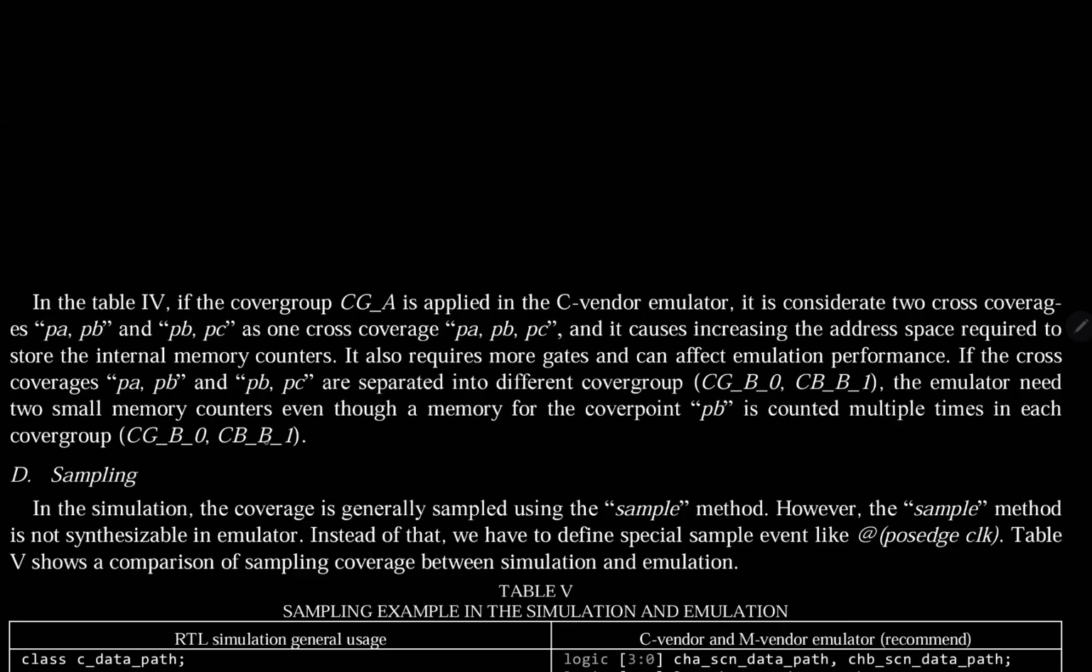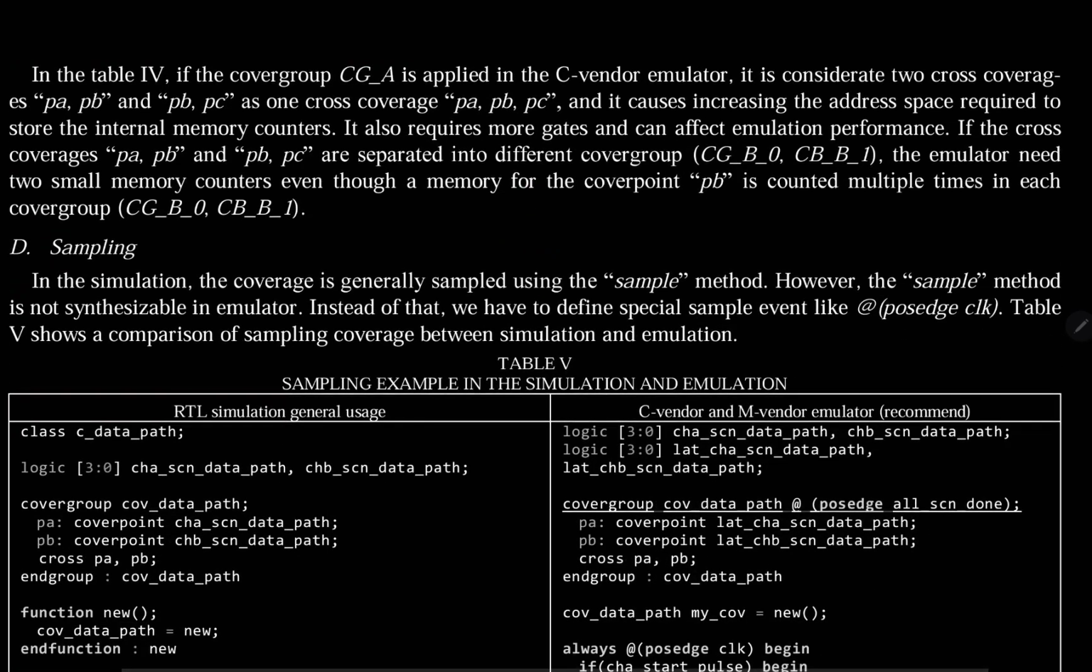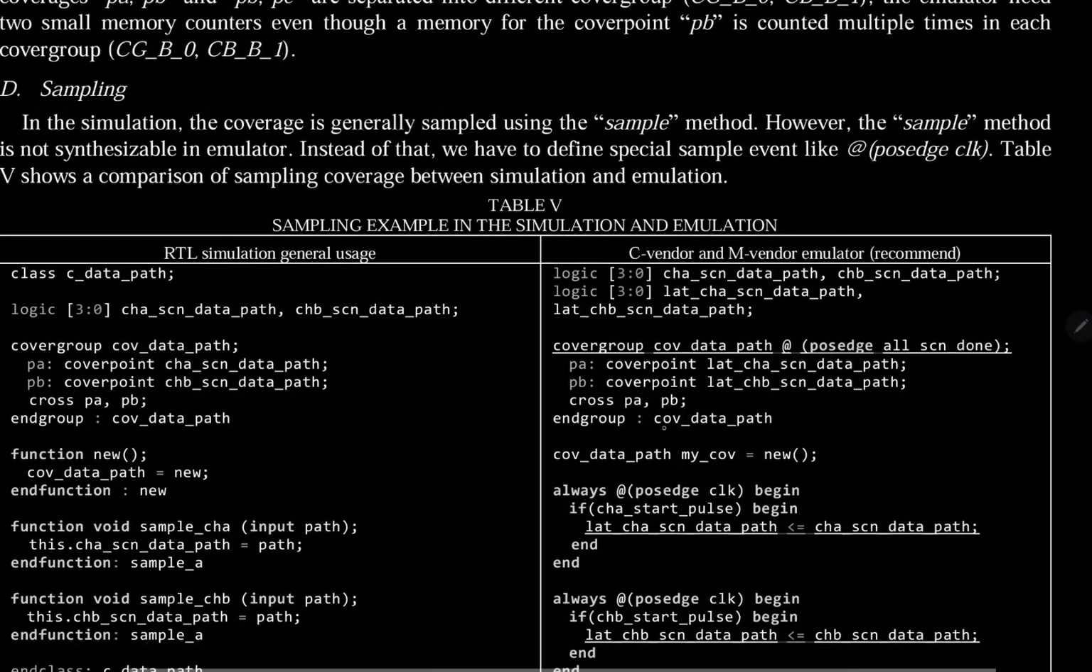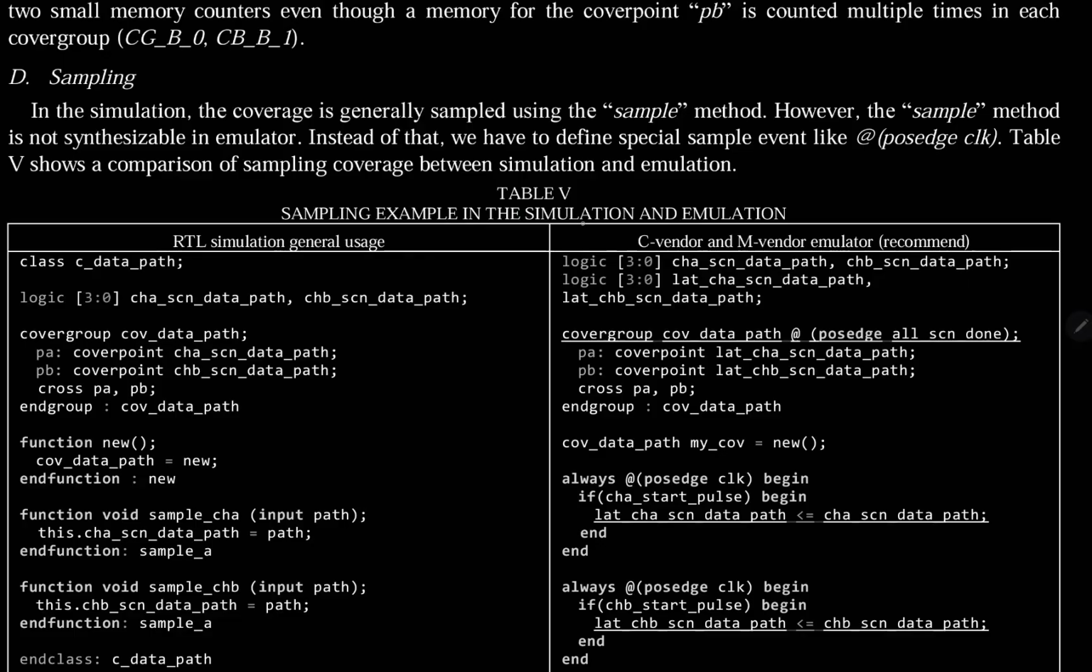CG_B_0 and CG_B_1. Sampling. In the simulation, the coverage is generally sampled using the sample method. However, the sample method is not synthesizable in emulator. Instead of that, we have to define a special sample event, like a pulse edge clock. Table 5 shows a comparison of sampling coverage between simulation and emulation. Table 5 is a sampling example in the simulation and emulation.